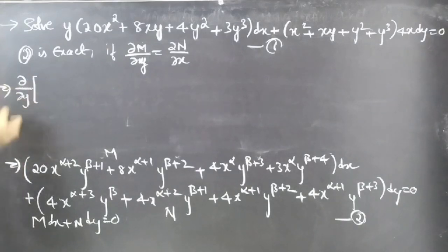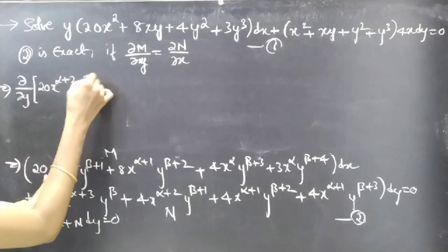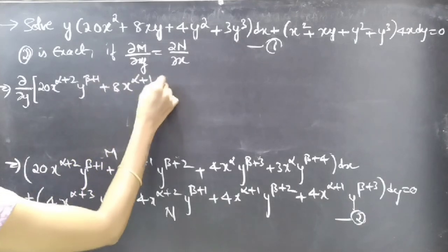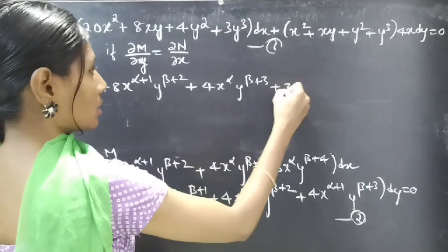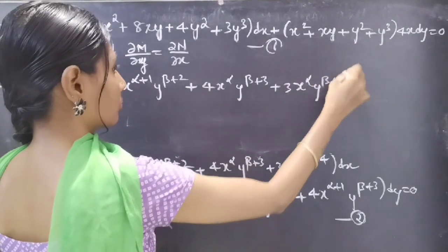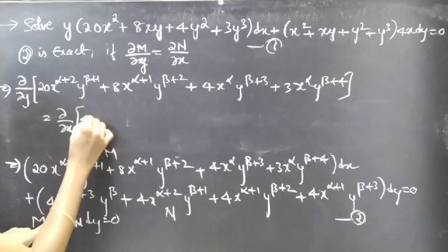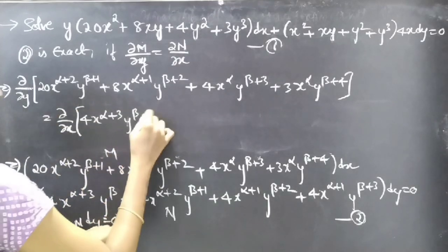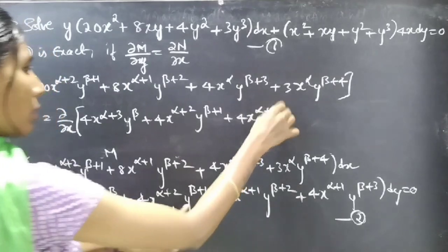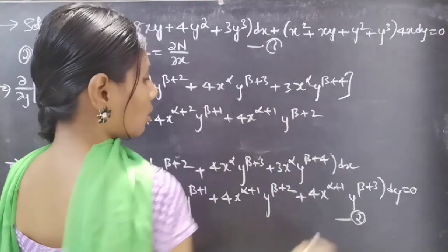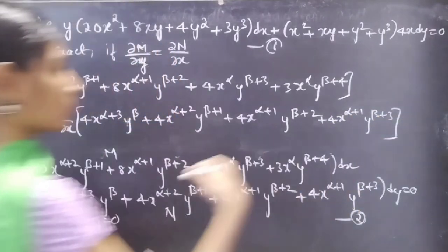Okay, now we can write this as the partial derivative of M, for M equal to 20 x^(α+2) y^(β+1) plus 8 x^(α+1) y^(β+2) plus 4 x^α y^(β+3) plus 3 x^α y^(β+4), equal to the partial derivative of N with respect to x, 4 x^(α+3) y^β plus 4 x^(α+2) y^(β+1) plus 4 x^(α+1) y^(β+2) plus 4 x^(α+1) y^(β+3). Okay.